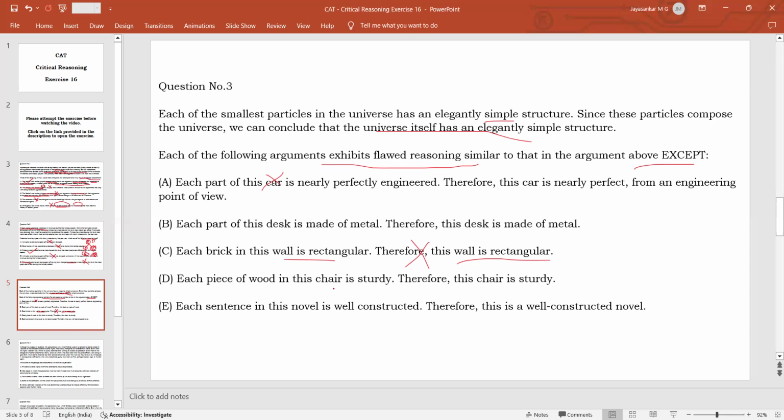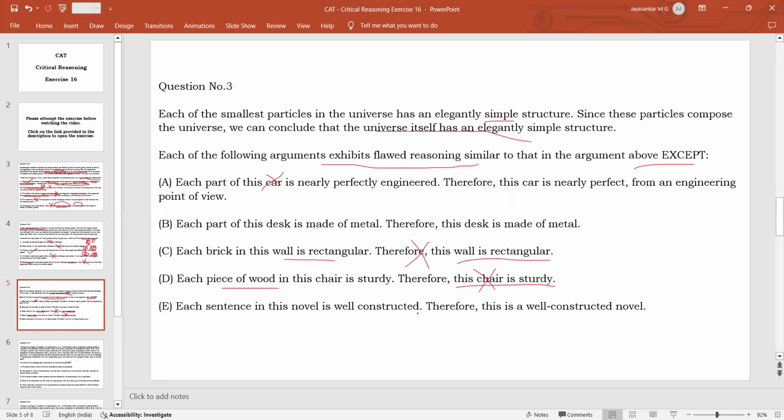Option D, each piece of wood in this chair is sturdy, therefore this chair is sturdy. Sturdy means strong. So the wood has the character of strength. But when you assemble the wood to form a chair, if you are not doing it in a perfect manner, the chair need not be strong. So we are again talking about the character of the particle which is making up the whole thing. If the components are not combined perfectly, this character need not be there for the entire thing. So this again has the same flawed reasoning, so not your answer.